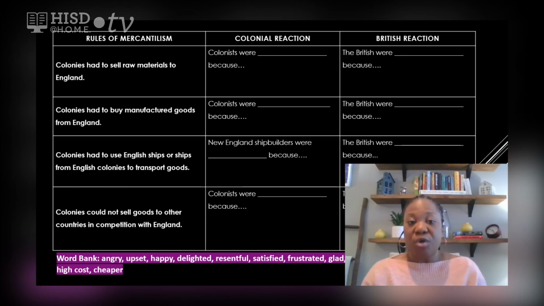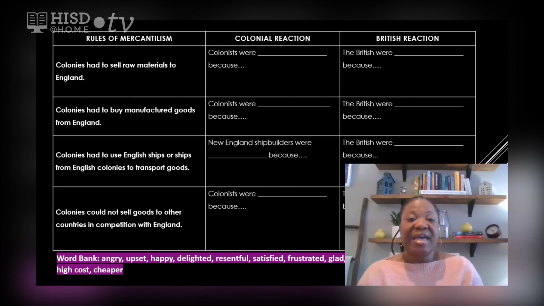So the colonists were, because, which word would I use to fill in that blank? So the colonial reaction was, the colonists were maybe angry because they had to sell their raw materials to England. And then the British reaction would be, what word would you use? Maybe they were happy. No, of course the British were happy because they couldn't trade with anybody else.